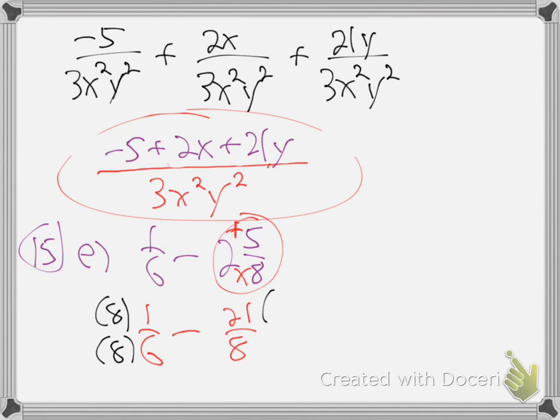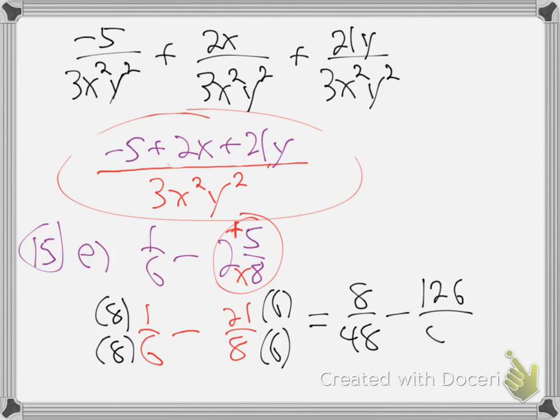If you just multiplied top and bottom by 8 and 6 like that, that would work. Or you could make them 24. That would work too. And then you would get what? 8 over 48 minus, what's that, 126 over 48. You could do that by hand, right? 6 times 21, 126, like that.